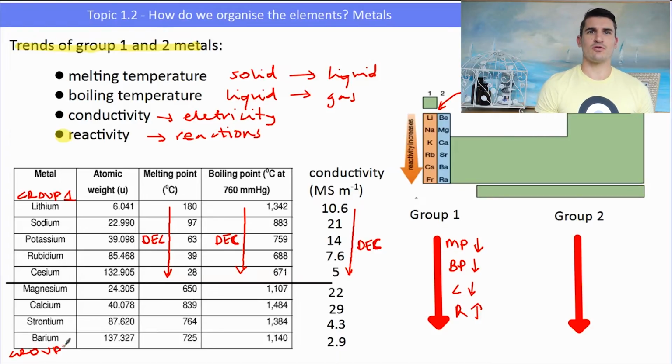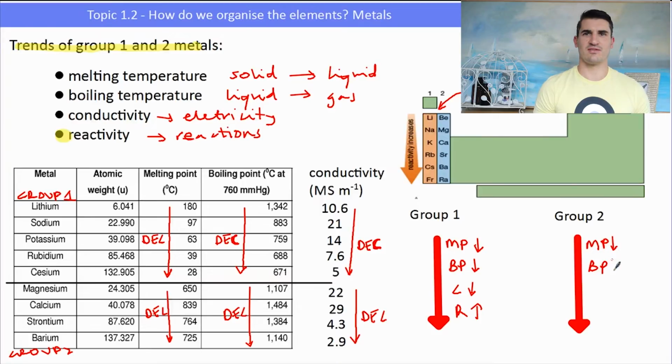If we have a look at group 2, as we go down group 2, we see a very similar trend to group 1. So we have a decrease in the melting point, a decrease in the boiling point, and generally a decrease in the electrical conductivity. Just to sum that up, as we go down group 2, melting point decreases, boiling point decreases, conductivity decreases, but reactivity, like group 1, will increase, but not as much as group 1.